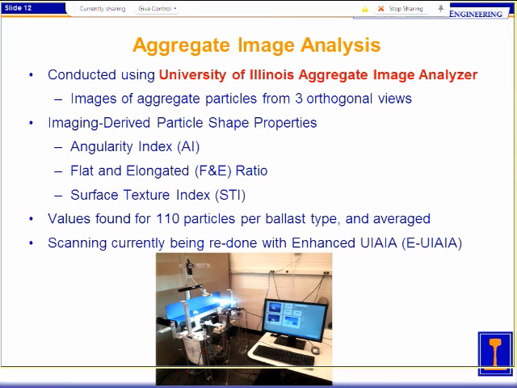Now, we have since created this thing down here, which is called the Enhanced Image Analyzer. It has a lot better technology in it, and is also better at just taking pictures of ballast particles in general. And we're currently nearly done with rescanning all of these particles with that.